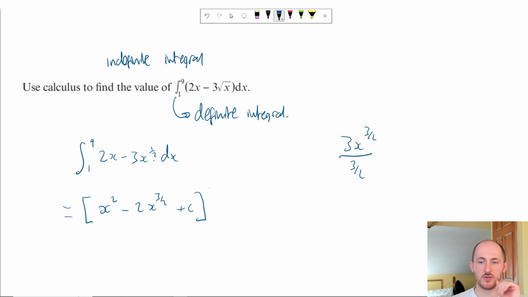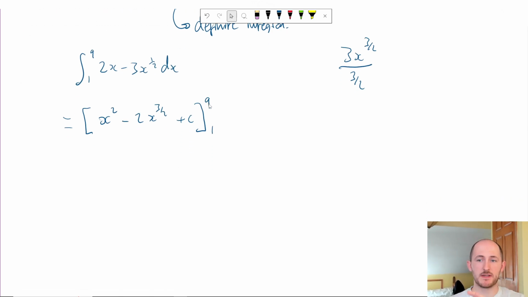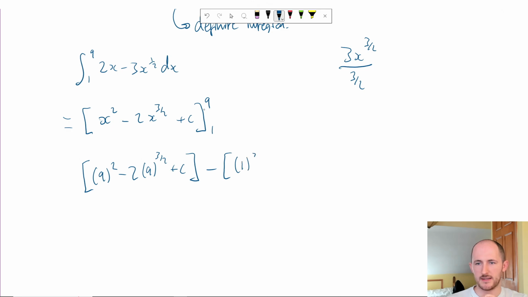And we still haven't used our limits yet, 9 and 1. Well, all we do is we substitute both of those values in, and we subtract them from each other. So we start with the top limit. We're going to do 9 squared minus 9 to the power of 3 over 2 plus c. And then we're going to subtract 1 squared minus 1 to the power of 3 over 2 plus c.